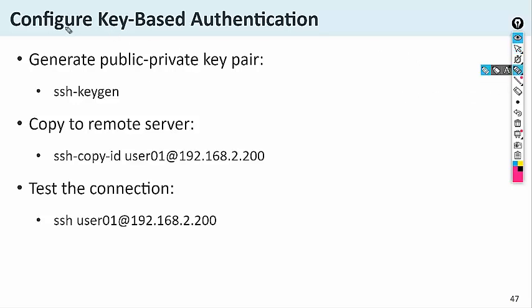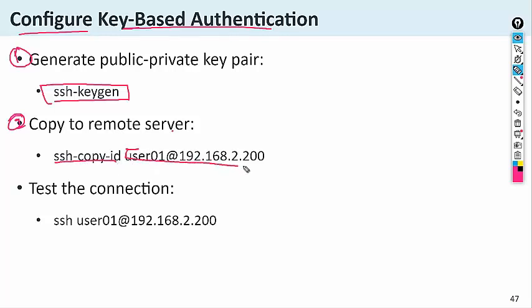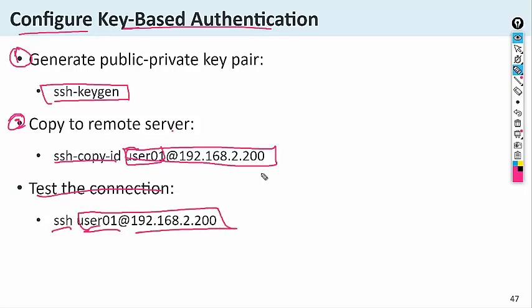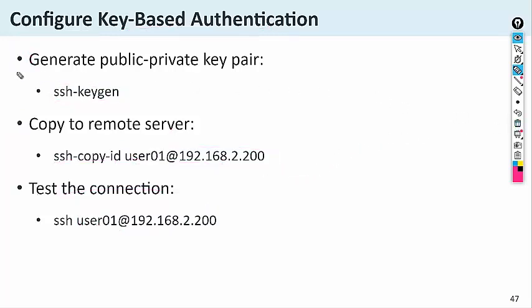But how do you configure key based authentication? Simple. First step, generate a public and private key using ssh-keygen. Second step, copy it to the remote server using ssh-copy-id username@ the host where you want to store it. Then test the connection with ssh user@host. So there are only three steps: generate the key, copy the key, and test the connection.